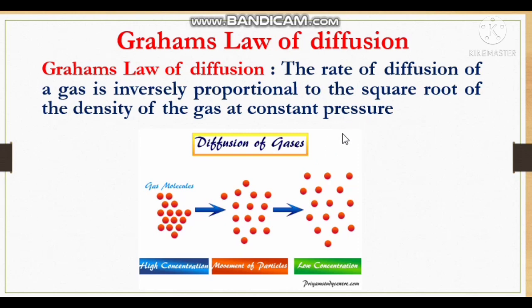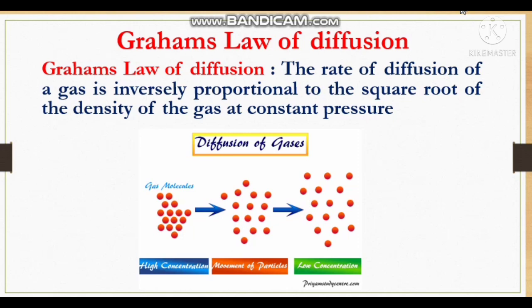Now see here, what is the meaning of diffusion of gases? At high concentration, the gas molecules are very close, but for a longer time they do not remain very close. The gas molecules get diffused, so they move from that place to another place. This movement from one place to another is called diffusion of gases. The gas molecules are trying to be far away from each other, and this diffusion of gases depends on the density of the gas.